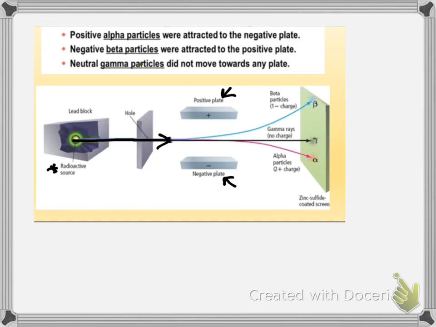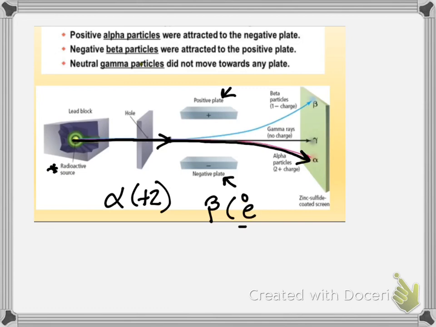The alpha radiation has a +2 charge, so positive will go to the negative. So positive alpha will travel down. Beta radiation has a negative charge. So beta radiation will travel up, because this is where the positive plate is, and positive and negative attract. Gamma radiation has no charge. So the gamma radiation will stay traveling in a straight line.